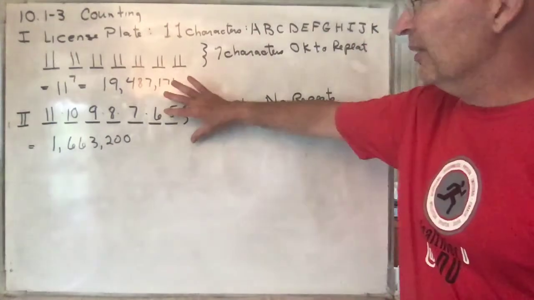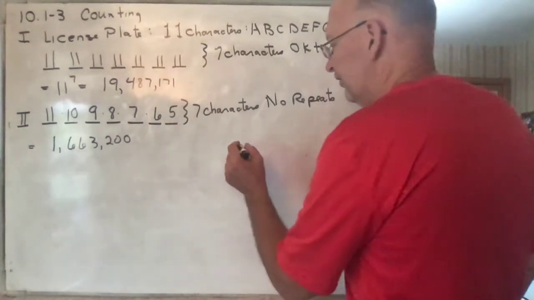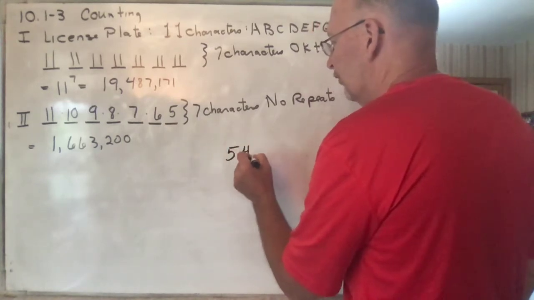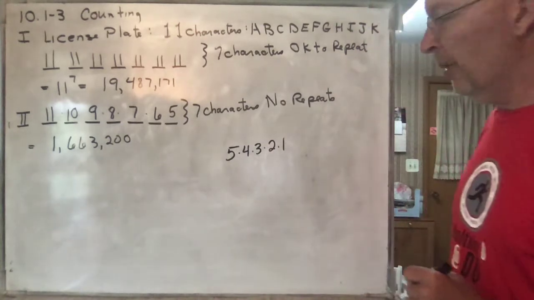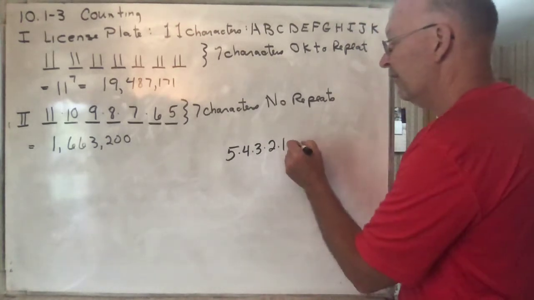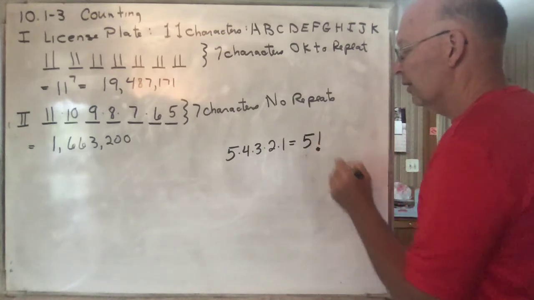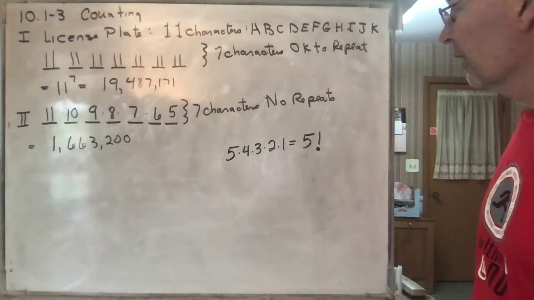Now I want to show you something about another way of writing this number. This comes up quite often in mathematics. You have something like 5 times 4 times 3 times 2 times 1. And you multiply them all out, and that comes up often enough that we have a special name for it. We call that 5 factorial. There's the symbol for factorial. It's the exclamation mark, okay?